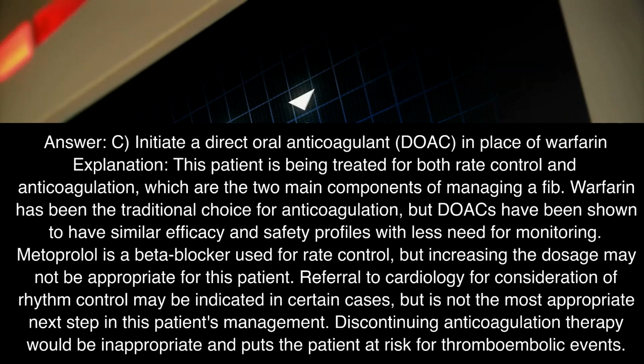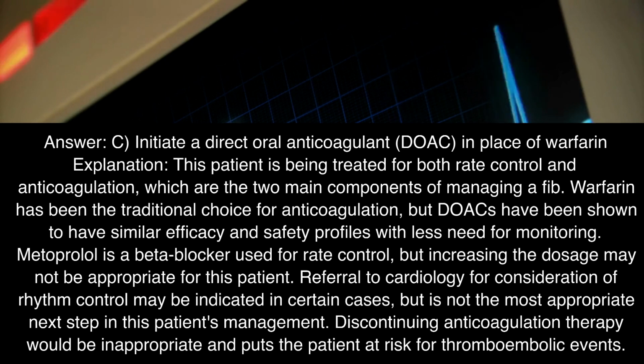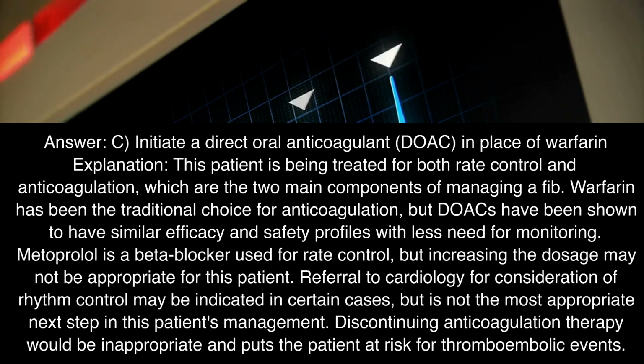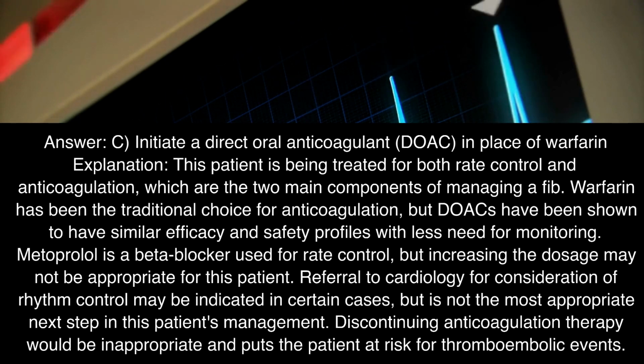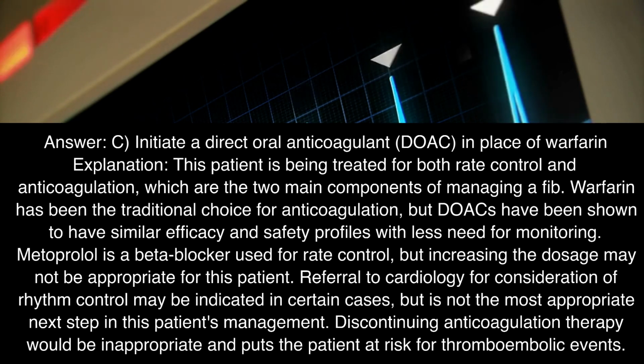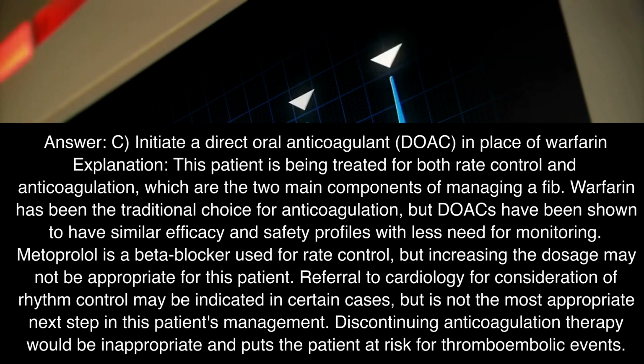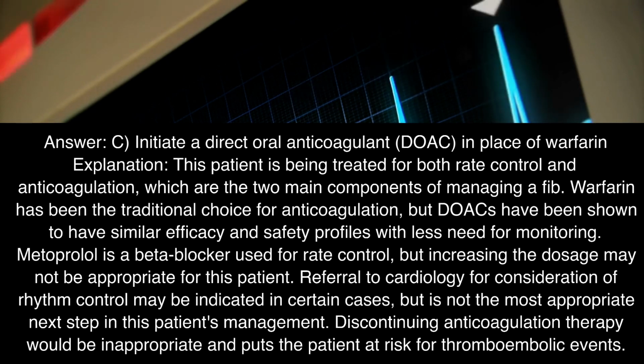Answer. C. Initiate a direct oral anticoagulant, DOAC, in place of warfarin. Explanation. This patient is being treated for both rate control and anticoagulation, which are the two main components of managing AFib. Warfarin has been the traditional choice for anticoagulation, but DOACs have been shown to have similar efficacy and safety profiles with less need for monitoring.